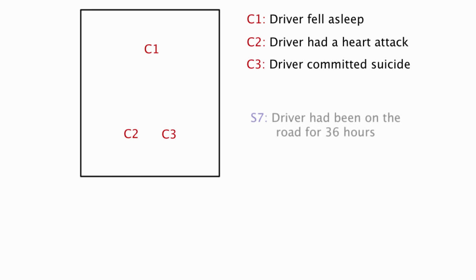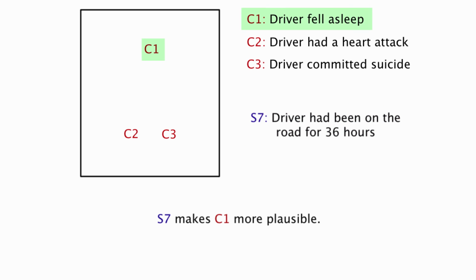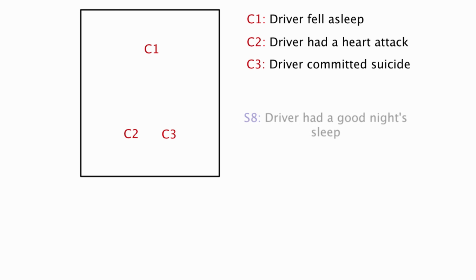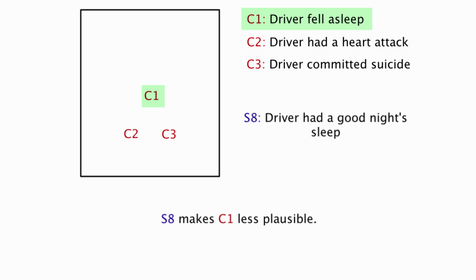Suppose the driver had been on the road for 36 hours. Well, of course, that makes it more likely that he could have fallen asleep at the wheel, and articulating the relevance of that information would go like this. Call it S7. He was on the road for 36 hours. You'd say S7 makes C1, that the driver fell asleep, more plausible. Suppose the driver had a good night's sleep. That information would make C1 less plausible. So this is how we articulate the relevance of support.